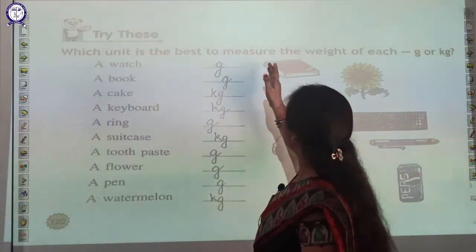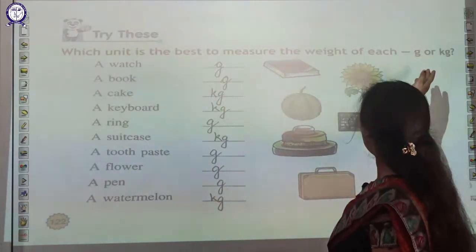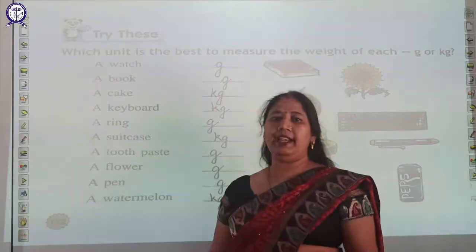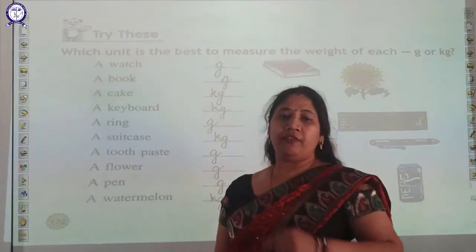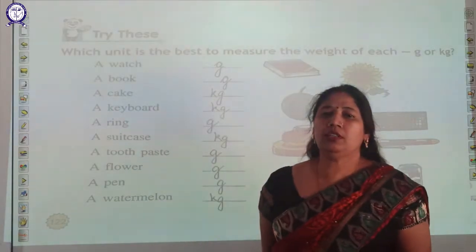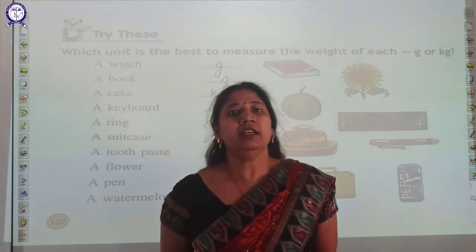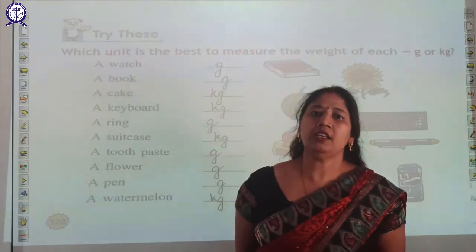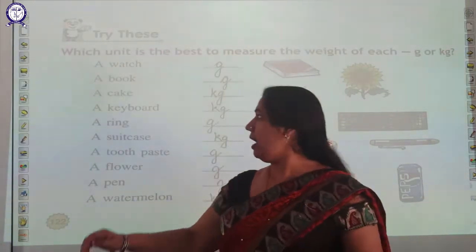Which unit is best to measure the weight of each? So you have to write here the units of weight. Units of weight are gram or kilogram. If the object is lighter, that is in gram, or if heavier, that is in kilogram.